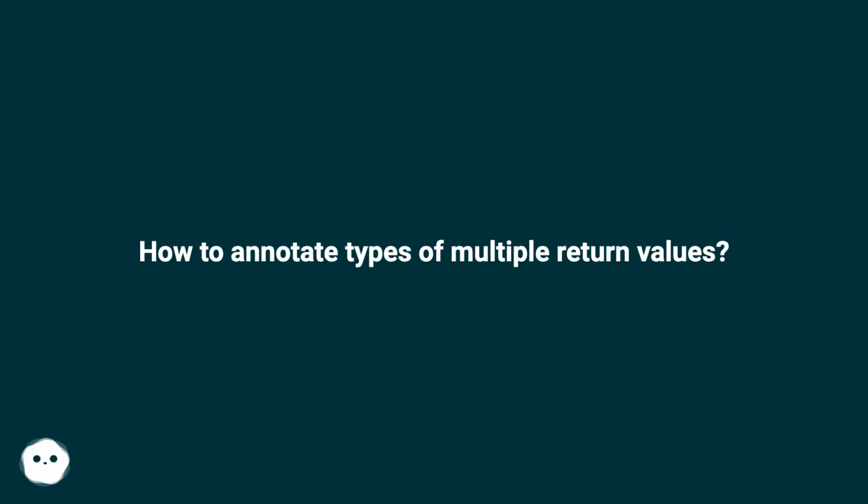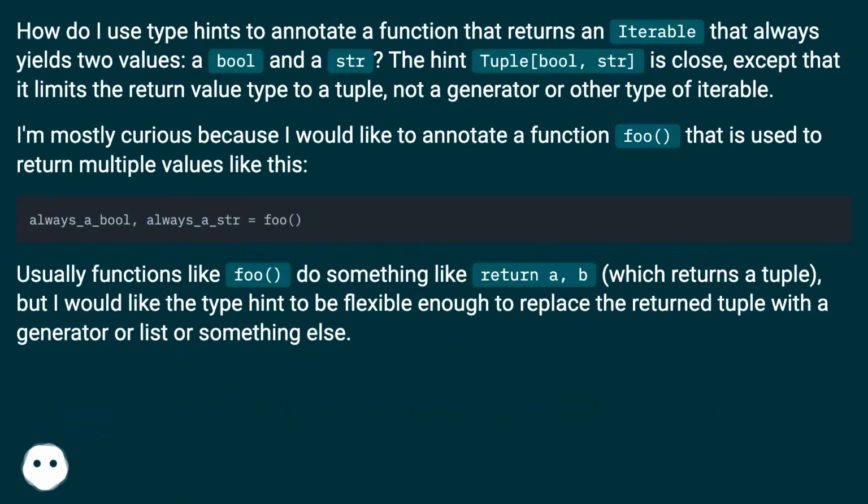How to annotate types of multiple return values? How do I use type hints to annotate a function that returns an iterable that always yields two values, a bool and a str? The hint tuple[bool, str] is close, except that it limits the return value type to a tuple, not a generator or other type of iterable.